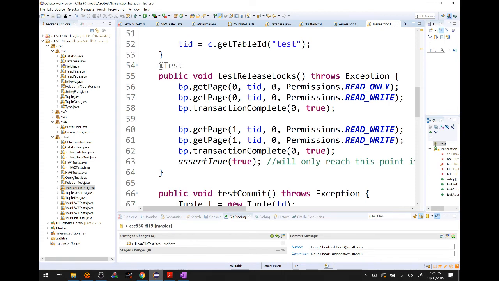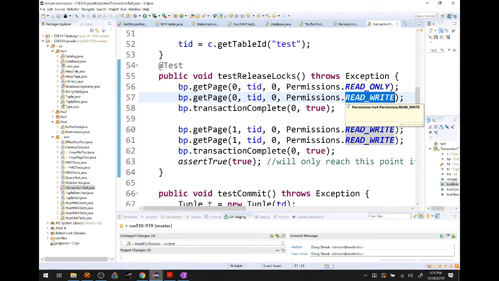But let's take a look at a couple of examples here. I see a test called test release locks, and we can think through this real quick and try to decipher what this test is trying to do. First, I see that I'm acquiring a page, acquiring write permissions on that page. Transaction number 0 is acquiring page number 0 from this table, and it wants to read it. And then transaction 0 acquires page 0 and says it wants to write. What is this an example of? I had a read lock, and then I say, actually, I want a write lock. What's that an example of?